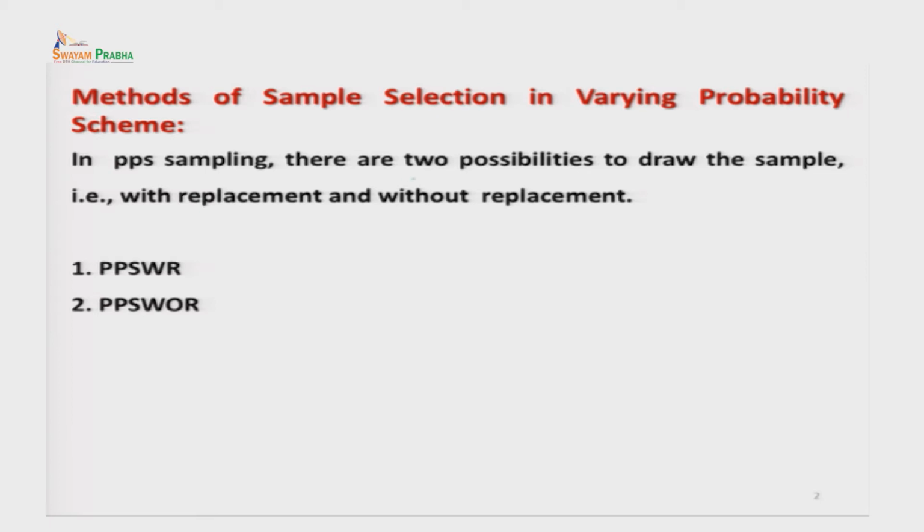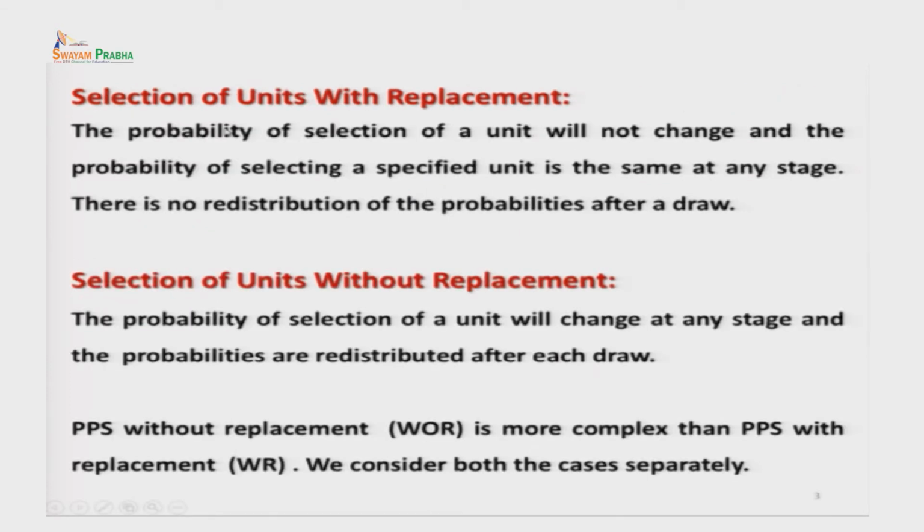Just like in the case of simple random sampling, we have with replacement and without replacement. So, when we are trying to draw the sample with replacement, we indicate it by PPSWR, and when we are trying to do it without replacement, we do it with PPSWOR. Just like we have SRS, SRSWR and SRSWOR in simple random sampling, similarly we have here PPS, PPSWR and PPSWOR. Right. Now, what will be the difference between the two methods of drawing the sample, with replacement and without replacement?